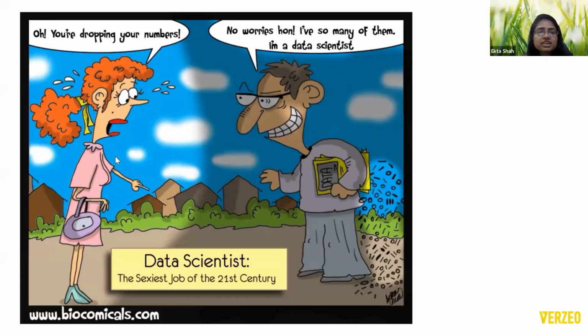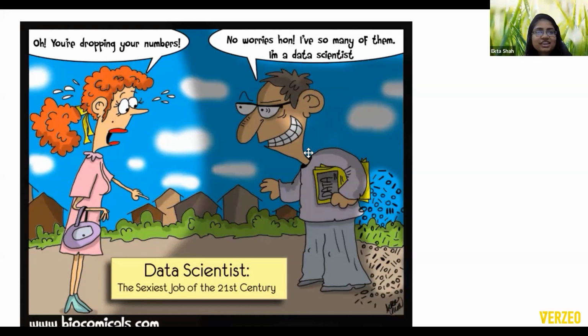So as you can see, this entire pictorial representation, what do you really understand from this? The girl is saying that you're dropping your numbers, and the guy says, "No worry, hun. I have so many of them. I'm a data scientist." So this is a very famous quote that you would have come across in the newspaper or everywhere around you, that data scientist is the sexiest job of the 21st century. That is about trying to make sense from the data that you collect and what all you can majorly do with it. That's what this entire perspective of data scientist being the sexiest job in the 21st century is all about.